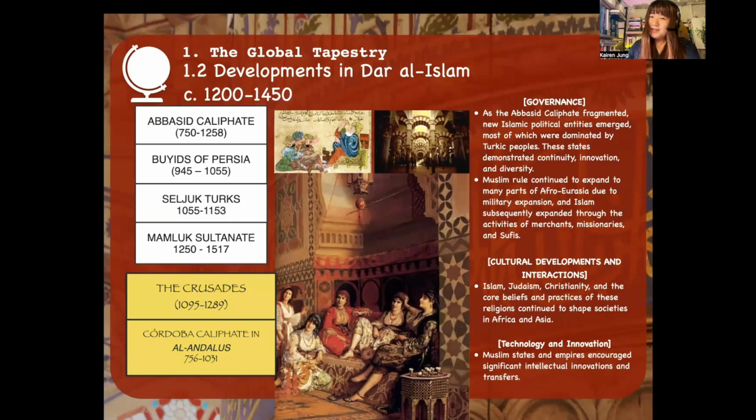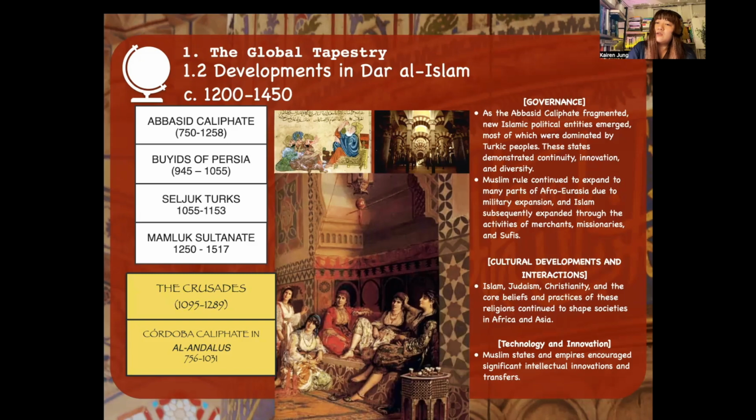In terms of governance, as the Abbasid Caliphate fragmented, new Islamic political entities emerged, and a lot of these were dominated by Turkic peoples. Continuity, innovation, and diversity. The College Board really wants you to know about that, but fill in the blanks. What exactly does continuity, innovation, and diversity mean, right? These are words that can be used anywhere. A caliphate essentially refers to, like, a kingdom is ruled by a king. A caliphate is ruled by a caliph, and a caliph is a type of leader at this time period, like a head of state.